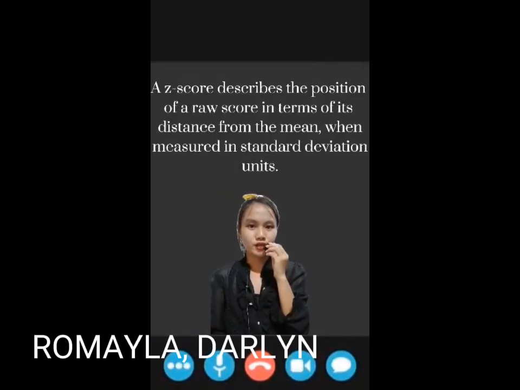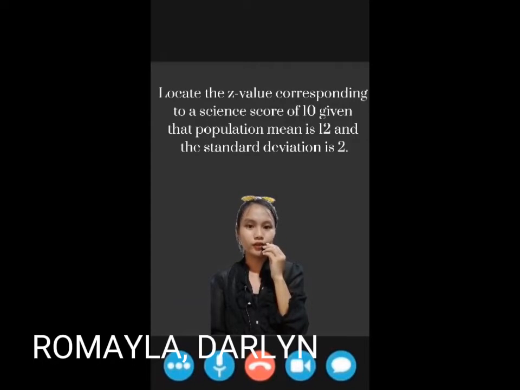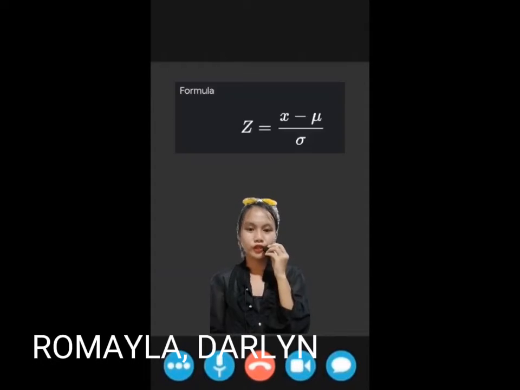A z-score describes the position of a raw score in terms of its distance from the mean when measured in standard deviation units. The z-score is positive if the value lies above the mean and negative if it lies below the mean. So for example, locate the z-value corresponding to a science score of 10 given that the population mean is 12 and the standard deviation is 2. So we're going to use the formula for the z-score, that is z is equal to the score x minus the population mean over the population standard deviation.